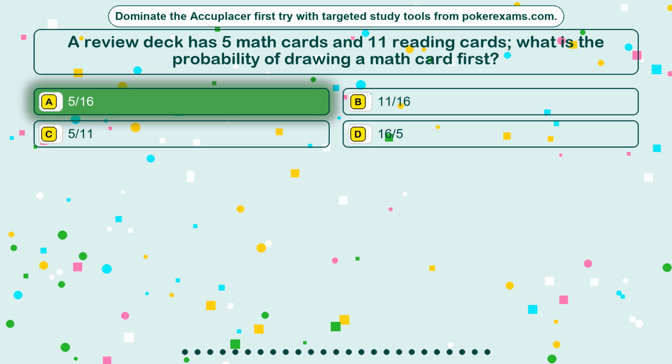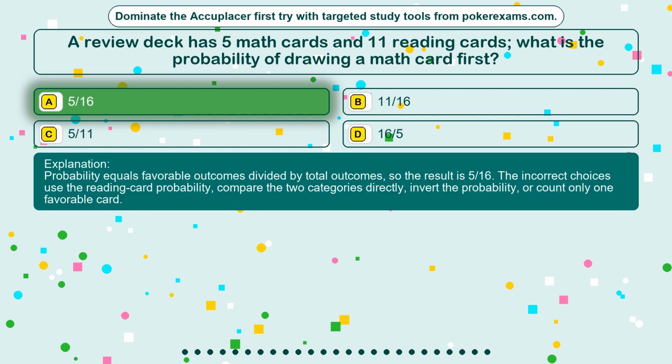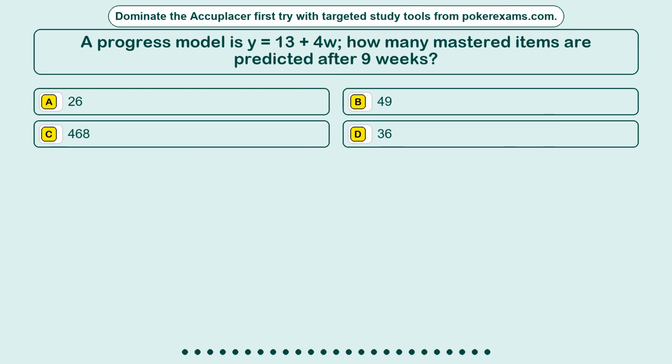The correct answer is option A, 5/16. Probability equals favorable outcomes divided by total outcomes, so the result is 5/16. The incorrect choices use the reading card probability, compare the two categories directly, invert the probability, or count only one favorable card.